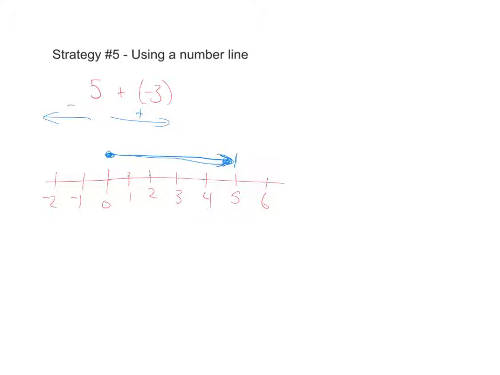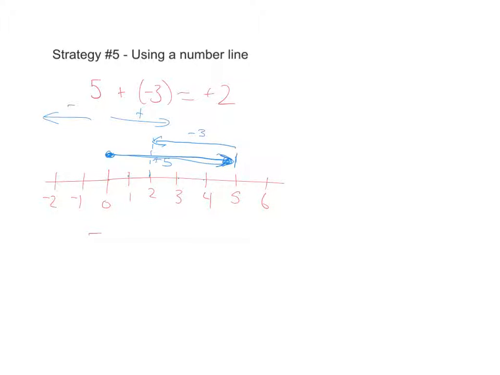So I went 5 to the right. Now I go 3 to the left. So this was negative 3. This was positive 5. And you can see, where's my answer now? My answer is 2, and it is on the positive side. So it's positive 2. So a number line can be really helpful.